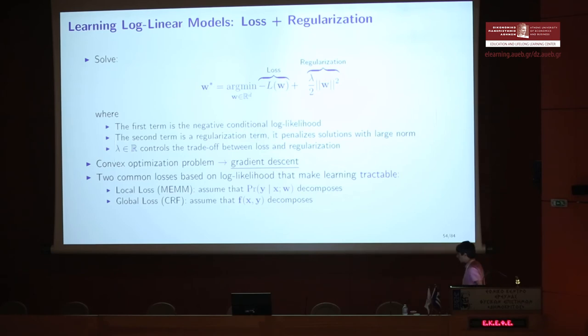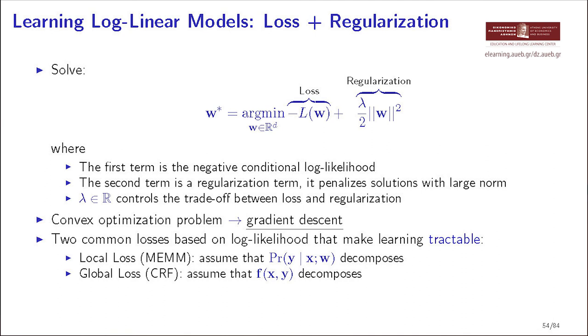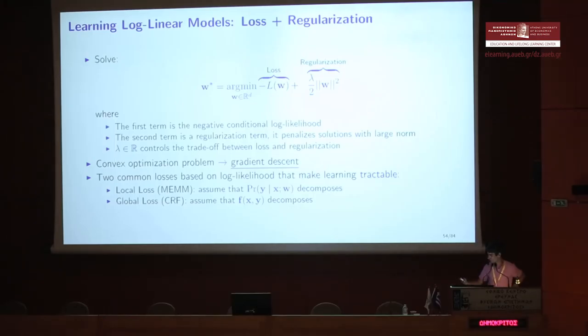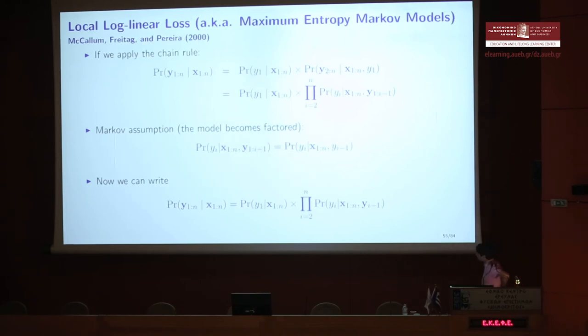Now there are two common loss functions based on the likelihood. One is the local loss, and the other is the global loss. The local loss is sometimes called MEMM, Maximum Entropy Markov Model, where we make a further assumption that our distribution over sequences further decomposes. In the global loss, we don't take that assumption. We live in the global sequence world. Let me see if I can do this quickly, which is challenging, but I'll try.